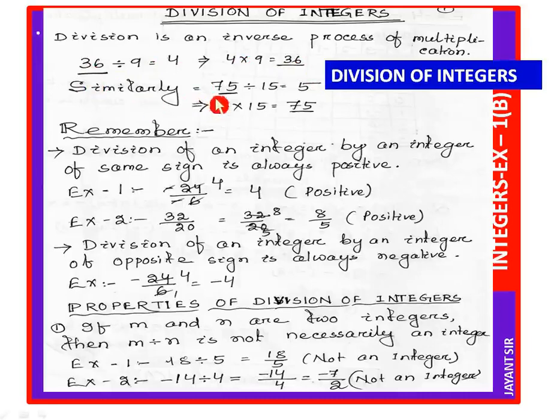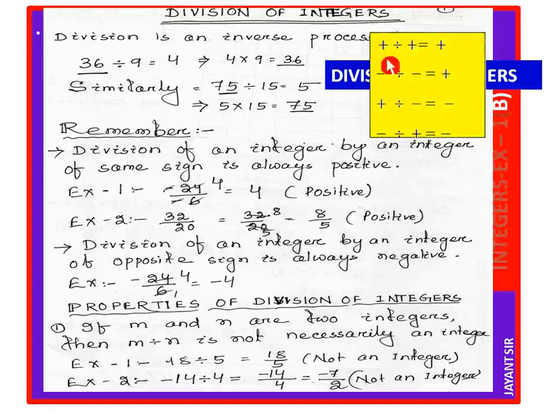Similarly, another example, 75 divided by 15 equal to 5. That means 15 into 5 equal to 75. So this is the inverse process of multiplication. That means division is an inverse process of multiplication. Before going to the division of integers, remember: plus divided by minus equal to minus, and minus divided by plus equal to minus. It is like multiplication.